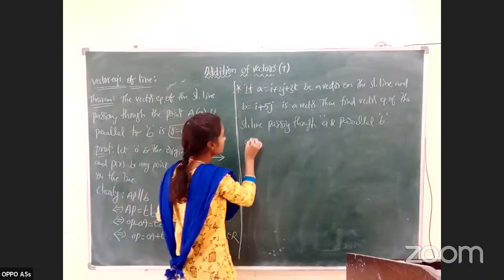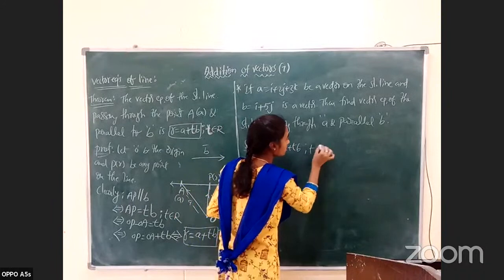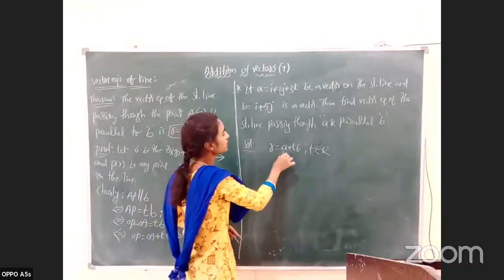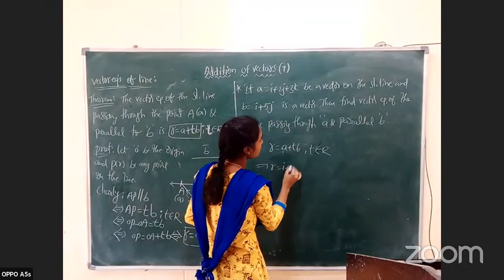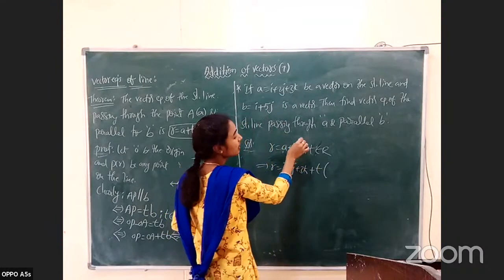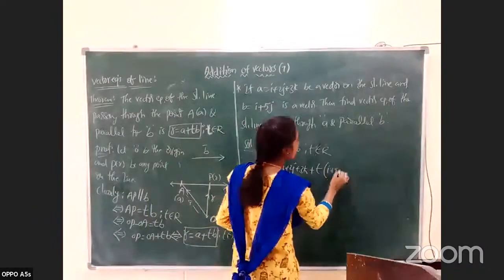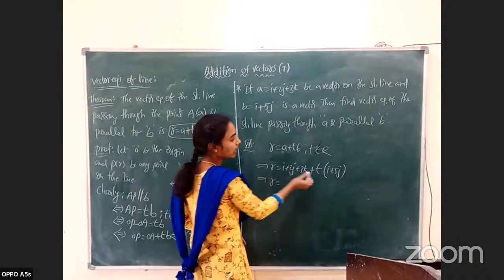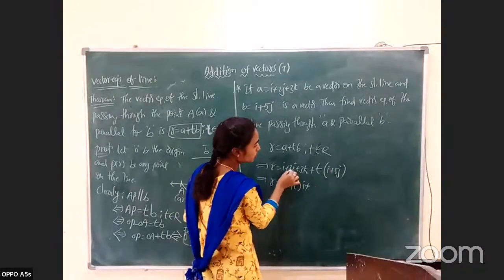Then simply the equation will become what? R equals A plus TB, where T belongs to R. A is nothing but I plus 2J plus 3K, and B is the vector parallel to the straight line, I plus 5J. So R equals, here the coefficient of i is 1 and the coefficient of j is 5.